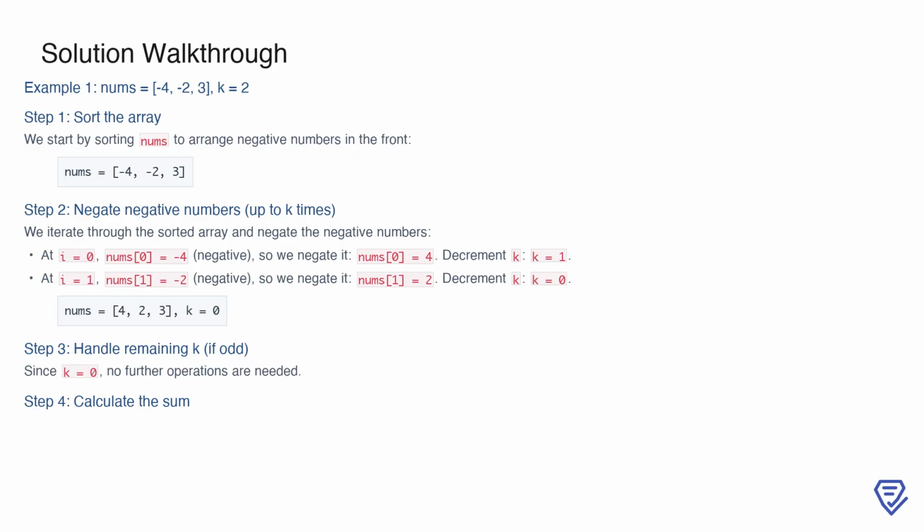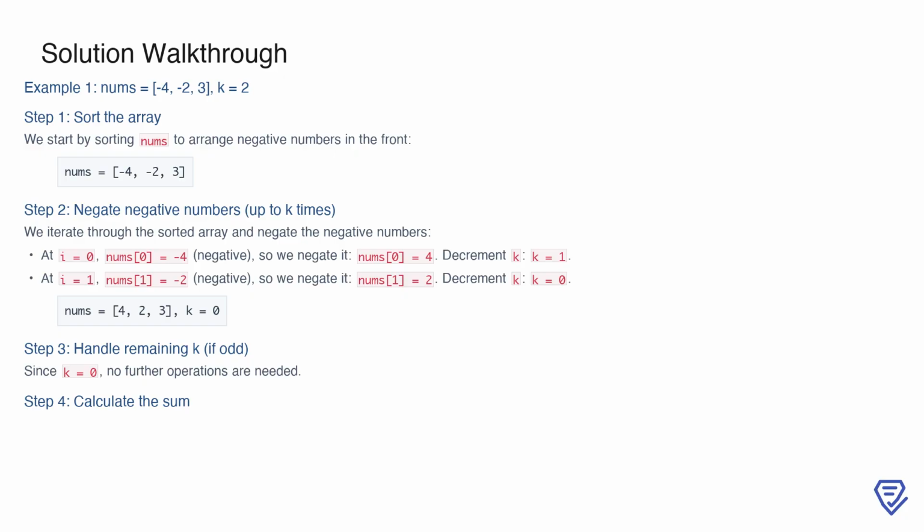Starting with the smallest value at index 0, we negate -4 to make it 4, and reduce k by 1, leaving k equals 1. Then, at index 1, we negate -2 to make it 2, and again decrement k by 1, leaving k equals 0. At this point, the array becomes 4, 2, 3, and since k is now 0, no further operations are needed.